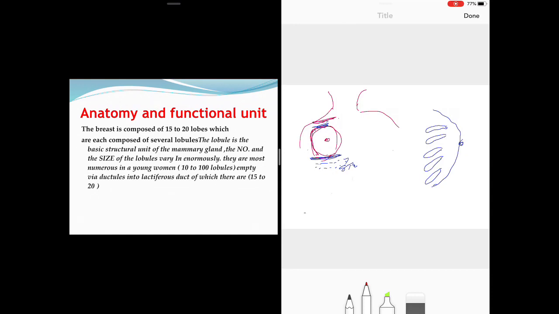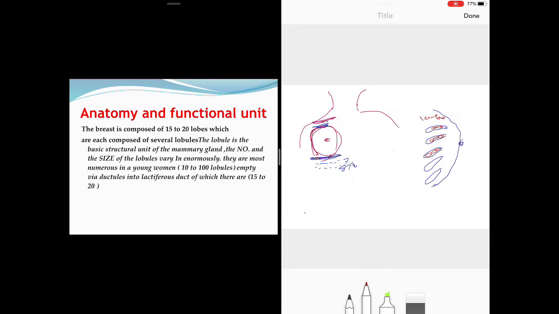Sometimes these lobules, the basic structure of the mammary gland, vary in number and size from 10 to 100 lobules. Inside the lobes are lobules. The lobules number from 10 to 100. From 10 to 100 lobules. This is the functional unit of the breast.